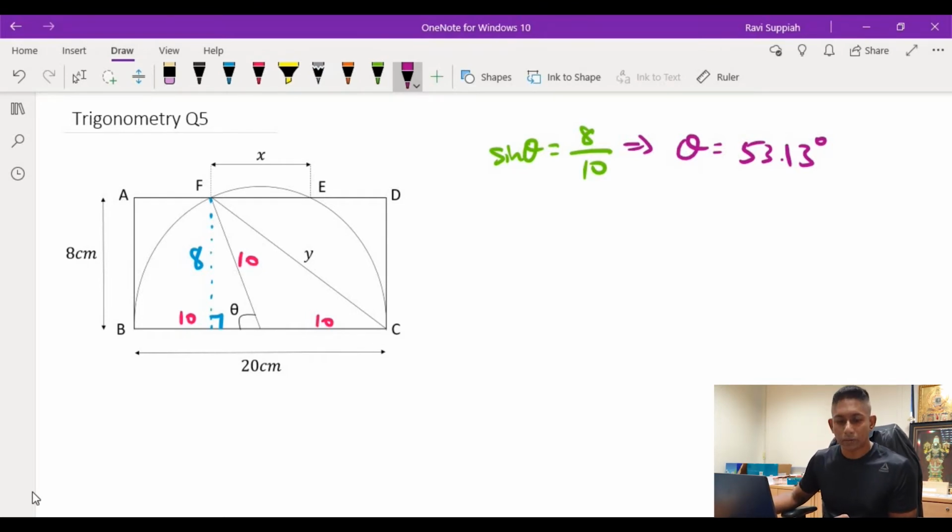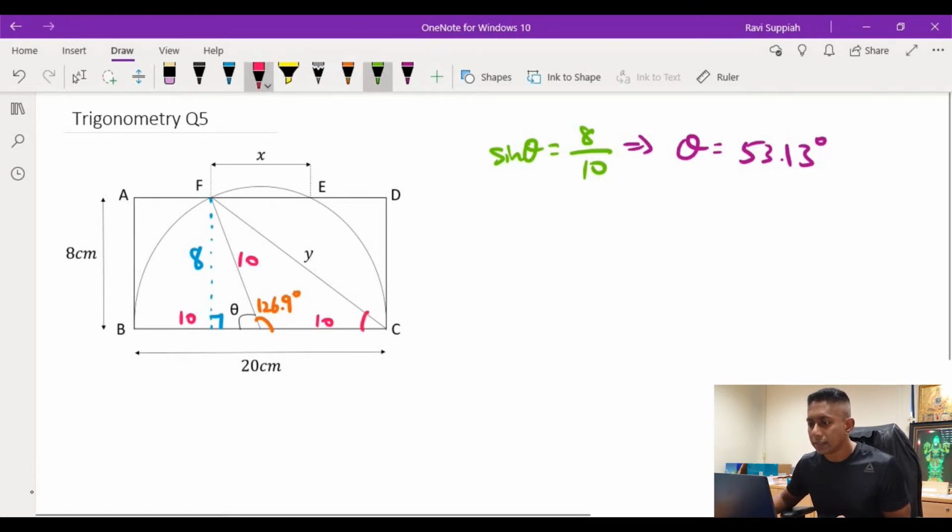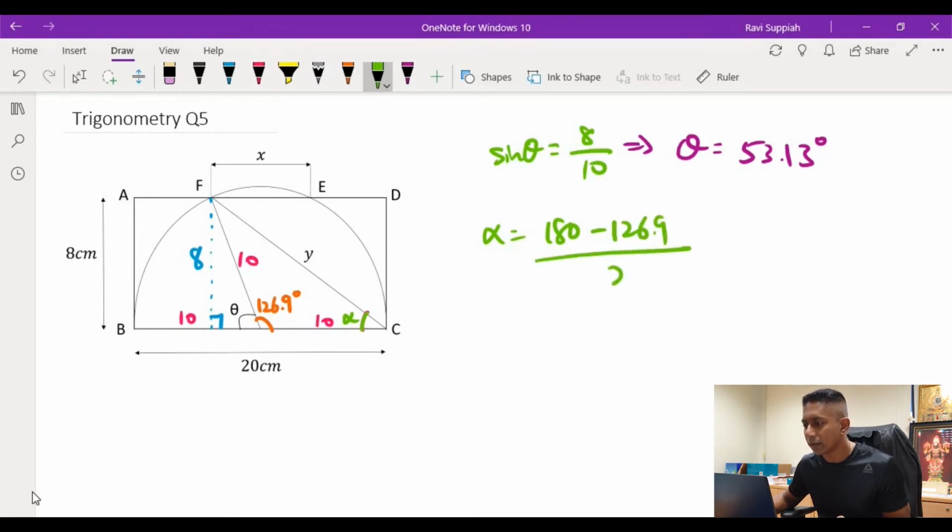Theta. Now the next thing is, once we know theta, we can find this angle here, which is 180 degrees minus theta, and that will give us 126.9 degrees. Now as you can see, this triangle here is an isosceles triangle. If I say this angle here is alpha, for example, I can say that alpha is equal to 180 minus 126.9, divided by 2, because this is an isosceles triangle over here. Now that would give me an angle of 26.6 degrees.